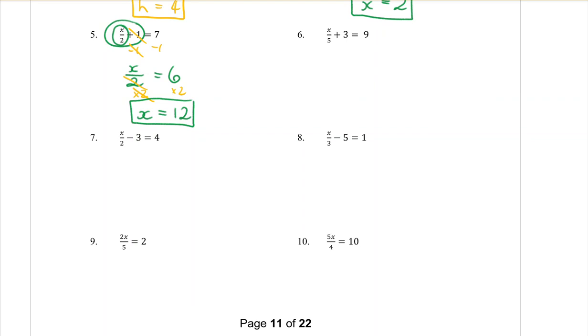Question 6. Can I go faster? Am I going too slow? Go faster. Go faster. Because you're so pro at this now. All right. I won't do my layers on there then.